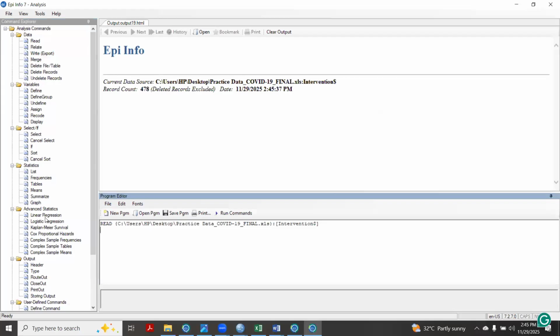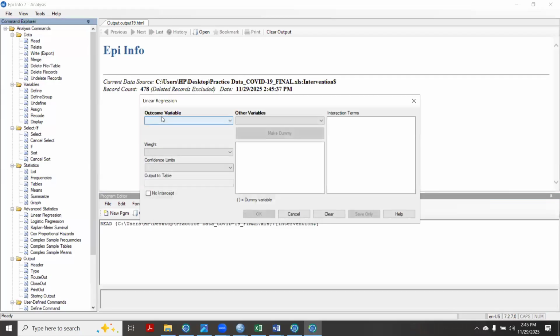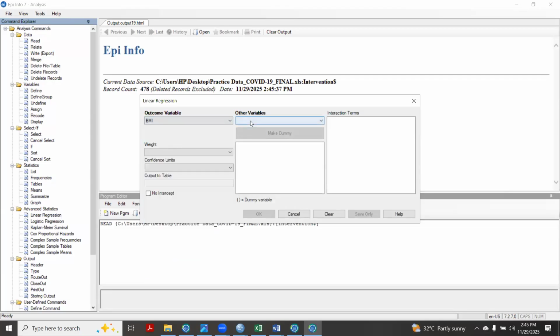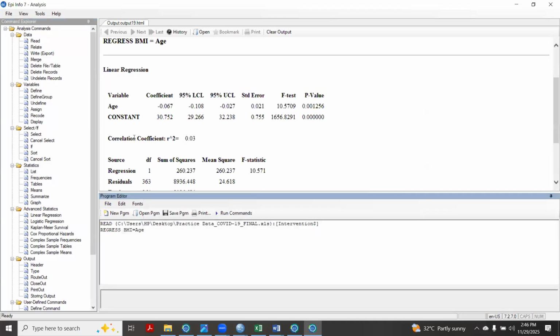So you come to linear regression. Your outcome variable is my BMI. Then my other variable is probably the age. That's all you do here. You choose your outcome variable, you choose the age, because age is the one that is influencing the BMI. Age does not reduce. Age will only increase, but BMI can increase or reduce, depending on whether you're eating or not eating or other factors. So you put your BMI in the outcome variable and your age in the other variable, and you say okay. You see, it will generate the coefficients. So this is the Pearson's correlation coefficient.